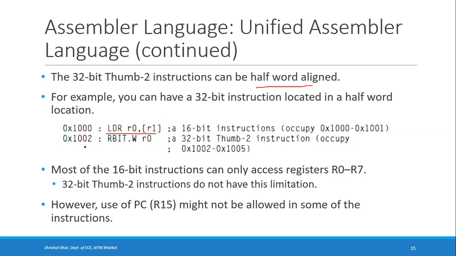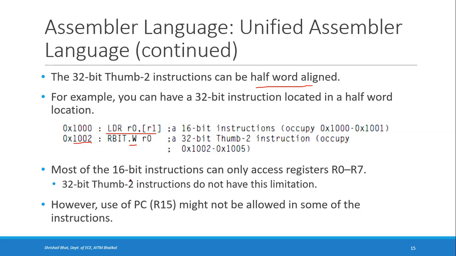Next there is a 32-bit instruction, RBIT, which stands for reverse bit, RBIT.W R0. The .W indicates it is a 32-bit instruction and it needs 4 memory locations. Normally in other processors a 32-bit instruction would be word aligned, stored at a multiple of 4, so the next address would be 1004. But here it can start at 1002, because 1002 is half word aligned. A 32-bit Thumb-2 instruction can also be stored at half word aligned addresses.